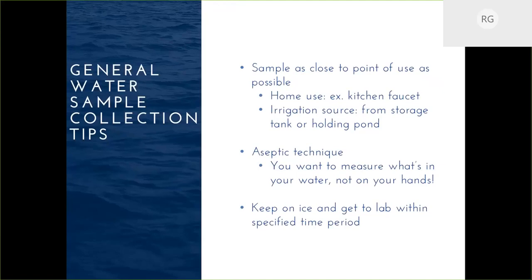And what I mean for that is if you were collecting water in your home, if your household water is supplied by a private well, you would want to collect it actually from the water that you are coming into contact with. So that could be the sink or faucet in your kitchen. It could be your bathroom sink. When we're talking about agricultural water, you want to get as close to where that water is being piped to your irrigation system as possible. This could be a storage tank or a holding pond.